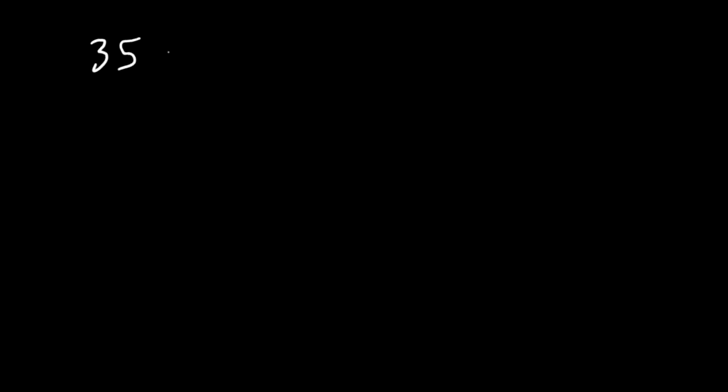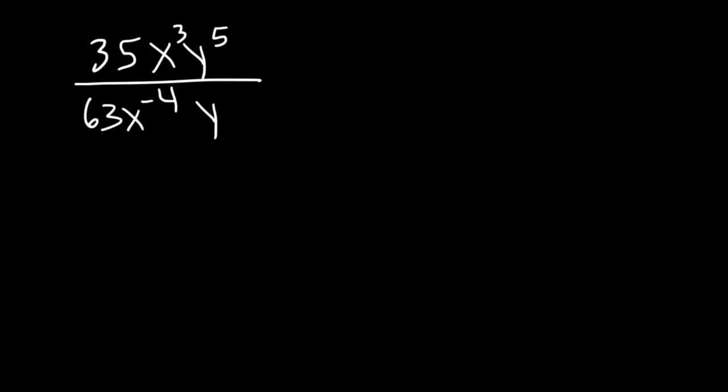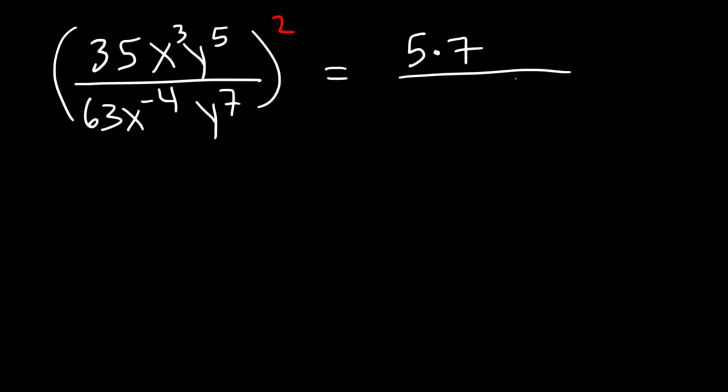What is 35x cubed y to the 5th divided by 63x to the negative 4th y to the 7th, squared? What is that equal to? So we could distribute the 2, or we could simplify first. We could divide first or distribute the exponent. Let's divide first. 35 is basically 5 times 7. And 63 is 9 times 7.